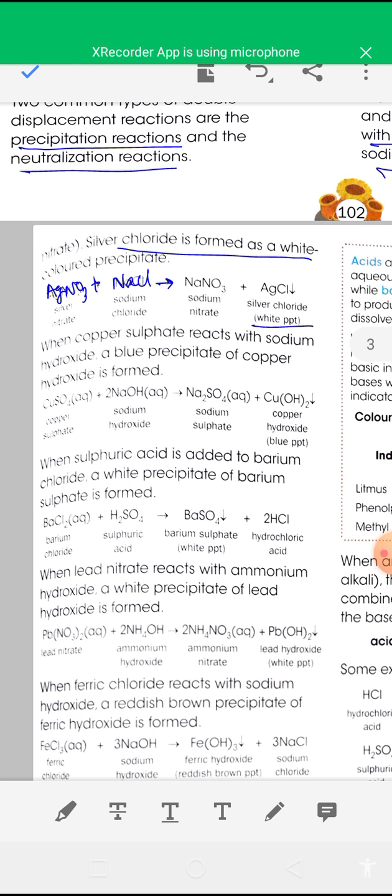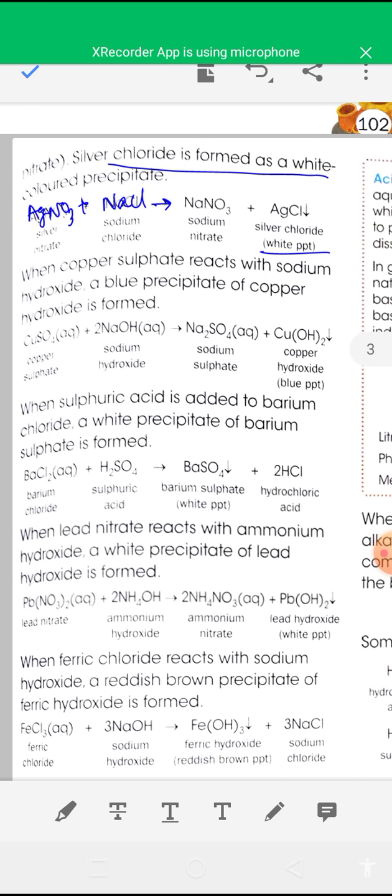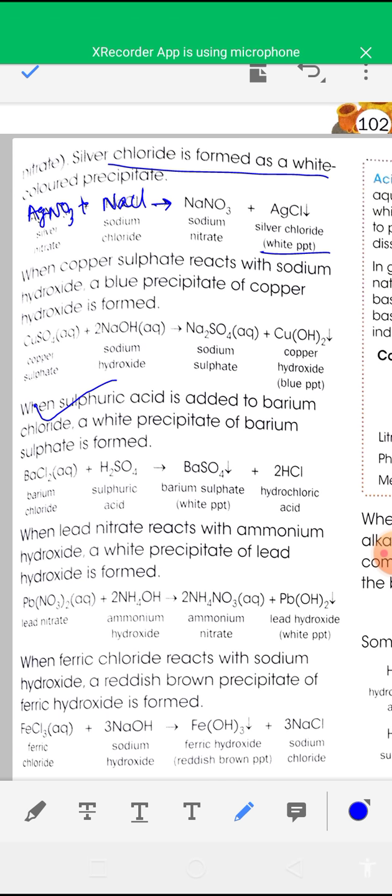It is also a double displacement reaction. There are many examples given. When barium chloride solution is added to sulfuric acid H2SO4 solution, BaCl2 plus H2SO4, you will get a white precipitate due to formation of barium sulfate and hydrochloric acid. Barium sulfate is an insoluble product.